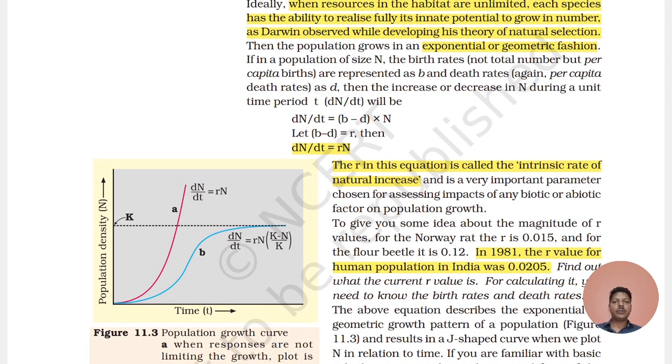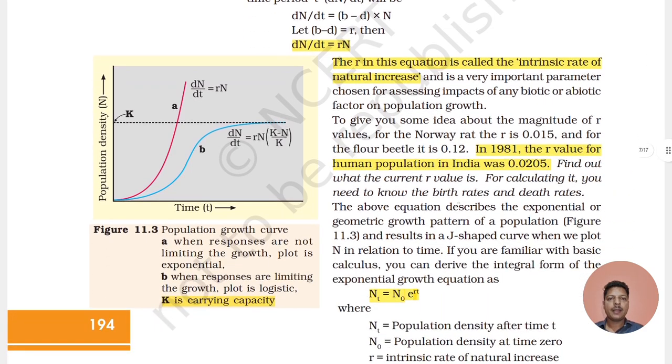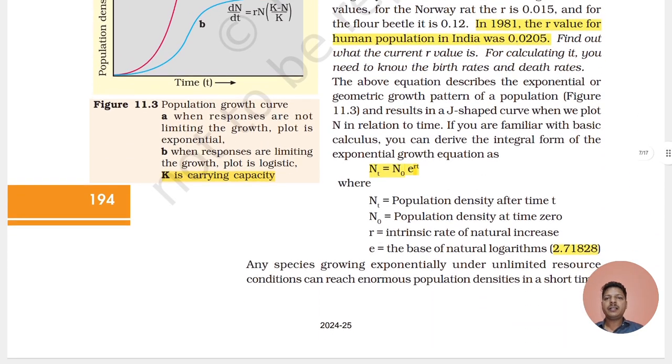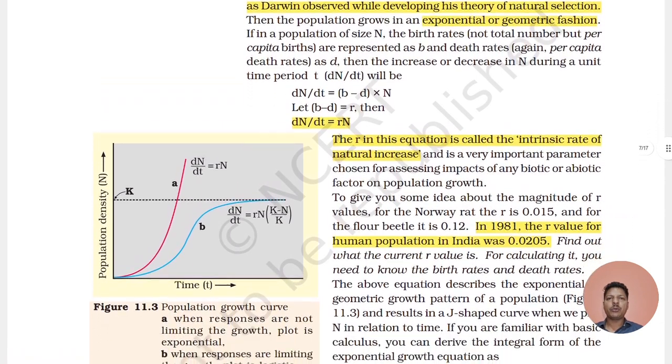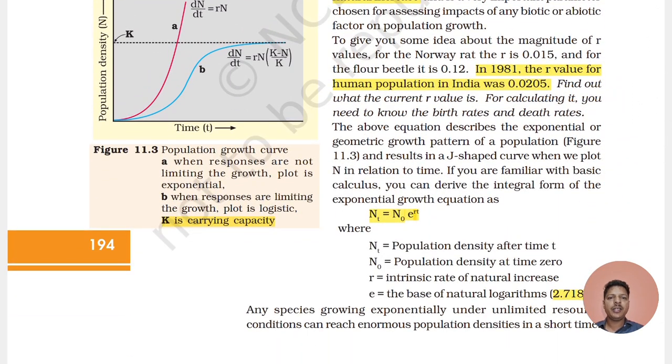So dN/dt equals rN, where r is the intrinsic rate of natural increase. Here some ideas of the r value are given. Norway rat r is 0.015, flour beetle is 0.12. In 1981, the r value of the human population in India was 0.0205. And this type of growth, the exponential growth curve, will be a J-shaped curve. Remember the A curve, it is the J-shaped curve, like you see.